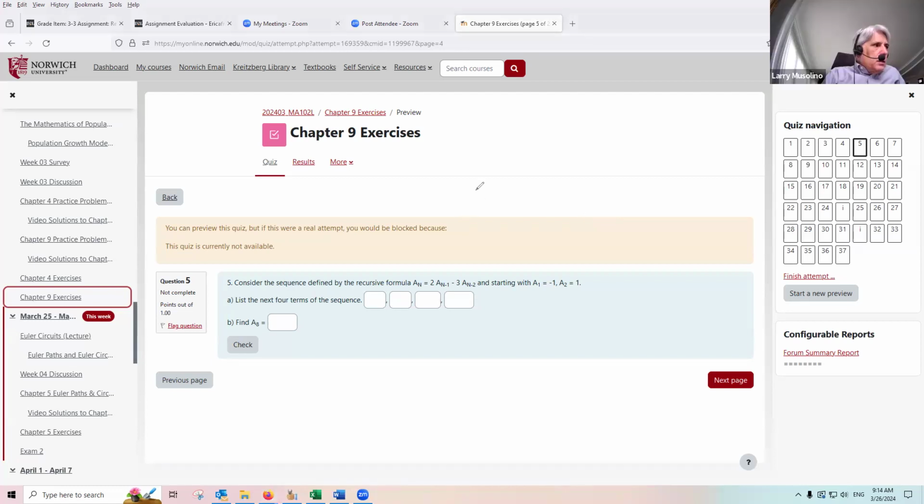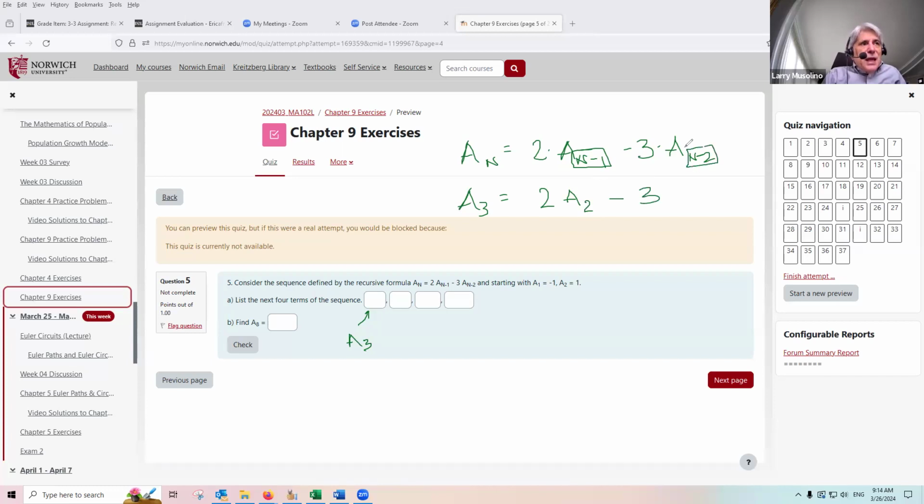Should we do one real quick? Sure, I'll just do the first one, I guess. Let's do the first one. So they're giving us a sub 1, a sub 2. So the next term they're asking us for is a sub 3. So a sub n on this one is 2 times a sub n minus 1 minus 3 times a sub n minus 2. All right, and they're asking us for a sub 3. Well, this subscript here, n minus 1, is going to be 3 minus 1, which is a sub 2. And back here, this subscript is n minus 2, but our n is 3, so that's 3 minus 2, so that's going to be a sub 1.